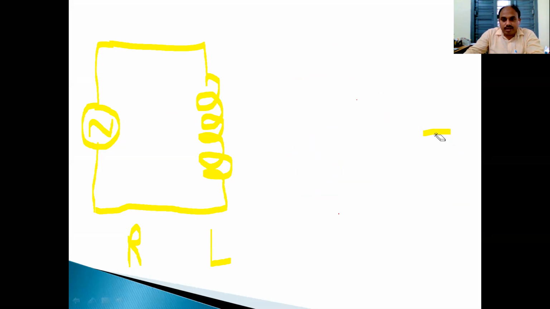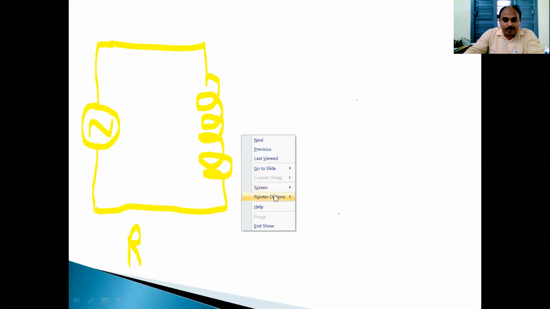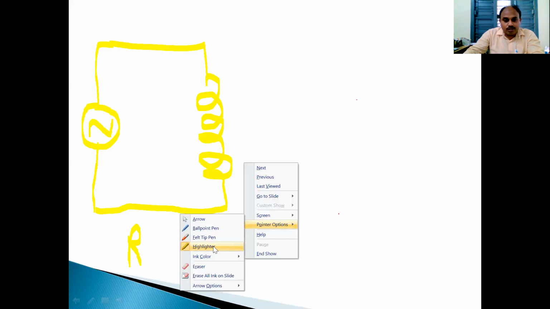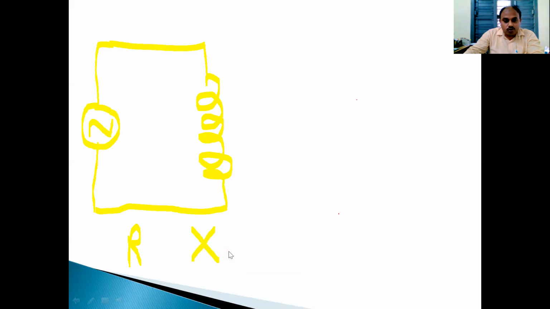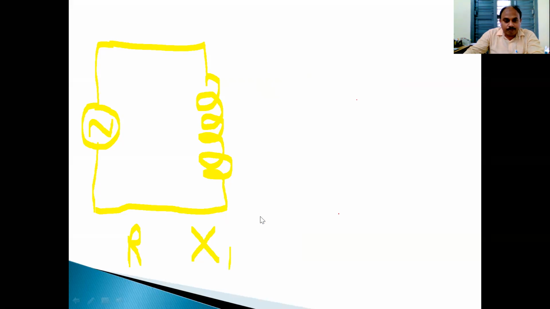Because of this inductance, the coil has some reactance that is represented with XL. This is the inductive reactance. That reactance related to the primary winding is represented with 1, so that is X1, the primary reactance of the coil. The resistance of the primary winding is represented with R1.